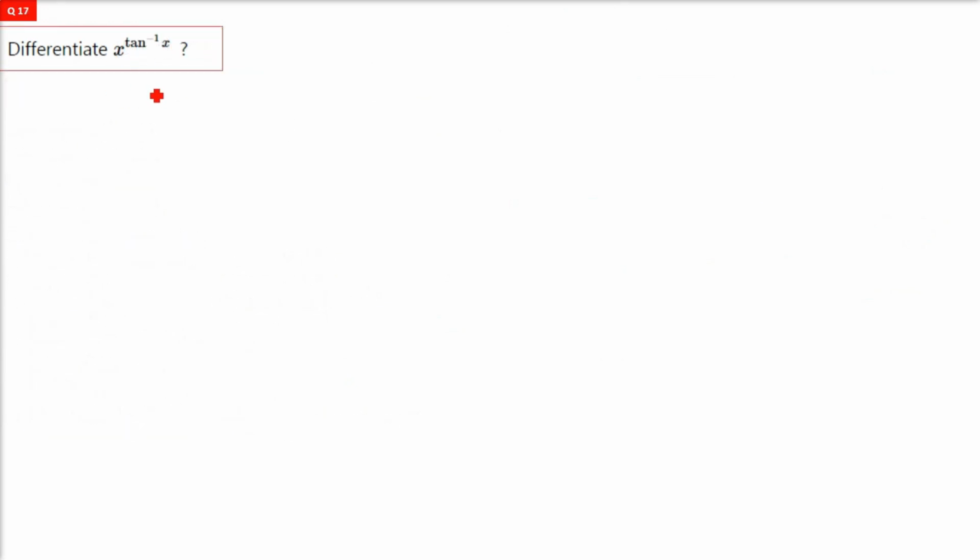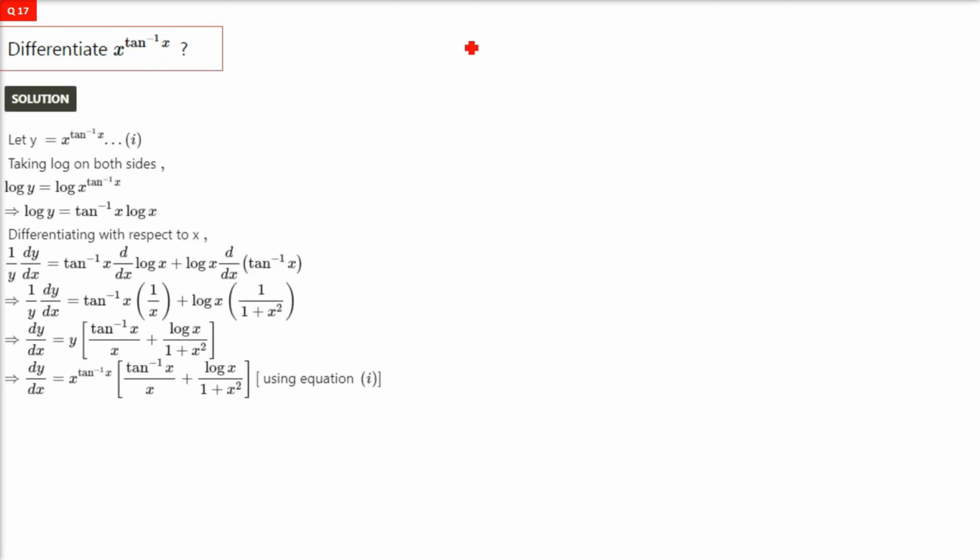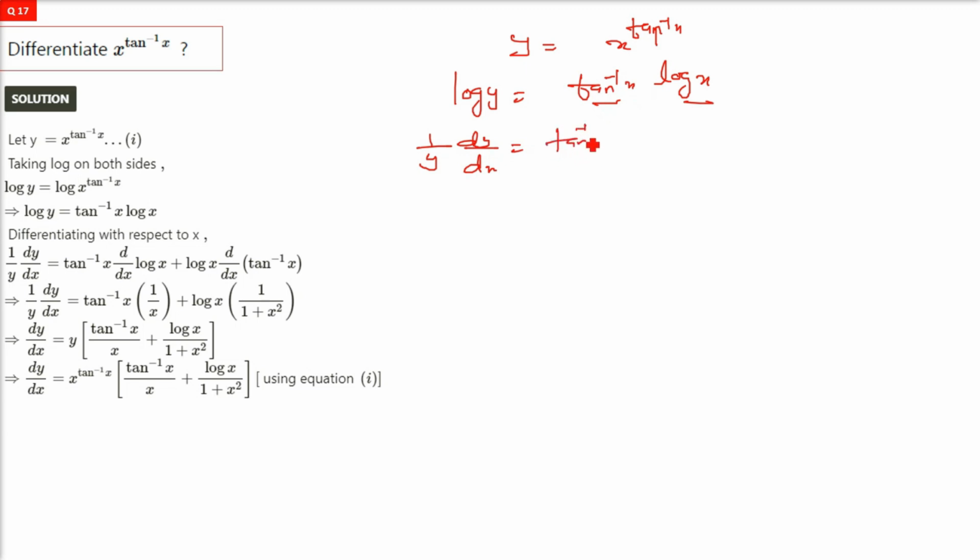So x to the power tan inverse x we are taking. Same thing we are going to do here. So this is y equals x to the power tan inverse x. And on both sides we are going to take the log. Log y is equal to tan inverse x, and then log of x. So these two things, differentiate with the product rule. So left side will be 1 by y dy by dx is equal to tan inverse x, log x is 1 by x, plus log x, then tan inverse x is 1 by 1 plus x square.